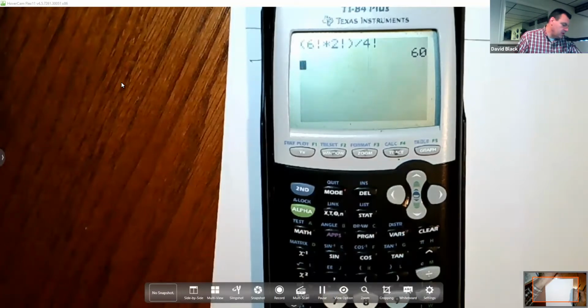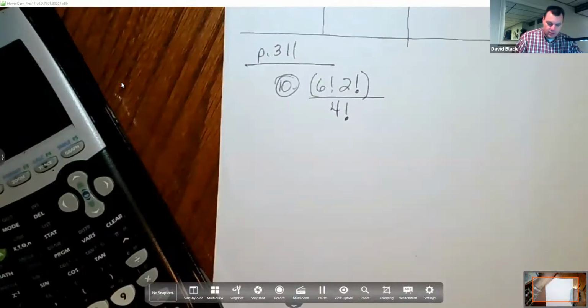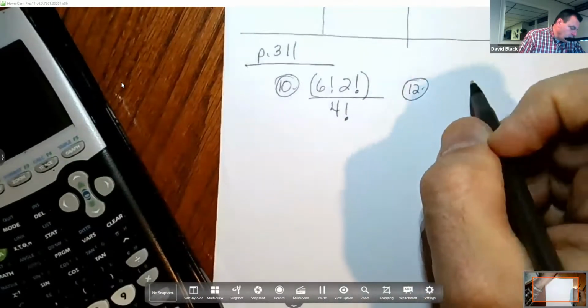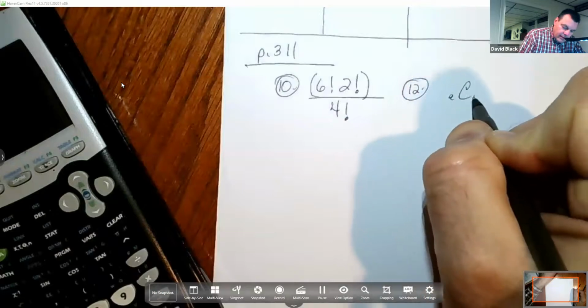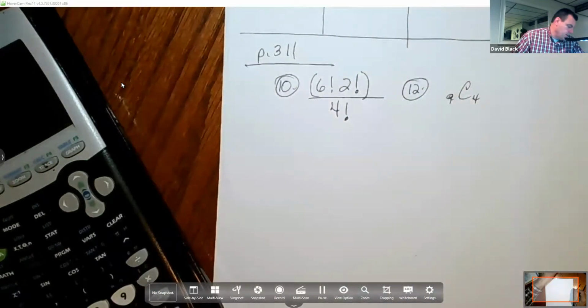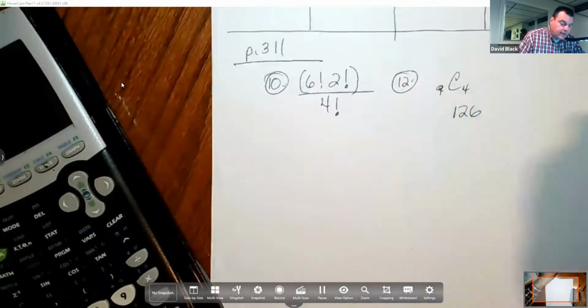Okay, so let's jump next over to number 12, which I've got circled. It's just another little calculator problem. So once you work out in front of me and try a combination of 9 things 4 at a time, make sure that you get 126 when you do that.